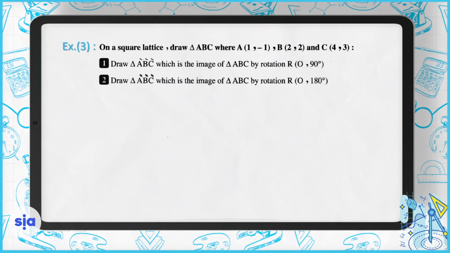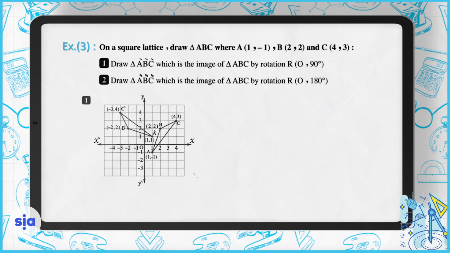Let's now go to exercise number 3. On the square lattice, draw triangle ABC, where these are the coordinates of A, B, and C. The first requirement is to draw triangle A'B'C', which is the image of ABC by rotation R(O, 90). If you draw it, here is triangle A'B'C', where point A' will be (1, 1), point B' will be (-2, 2), and point C' will be (-3, 4). Negative y, x.